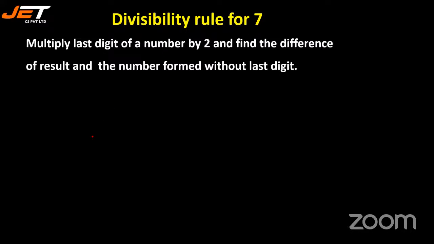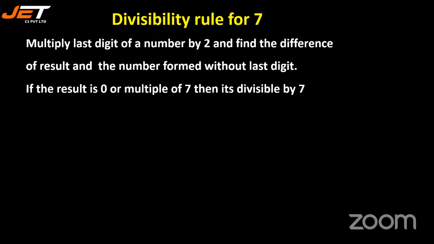So over here, let's multiply. Let's say we have an example here. If the result is 0 or a multiple of 7, then it is divisible by 7.